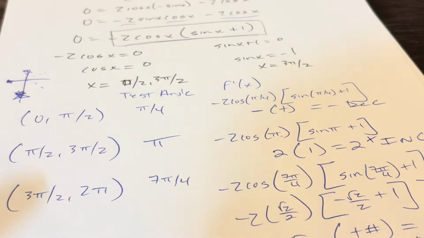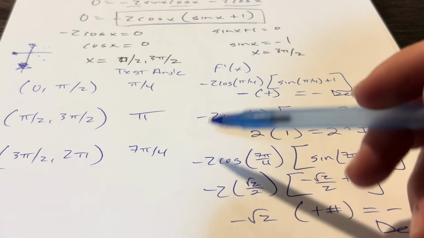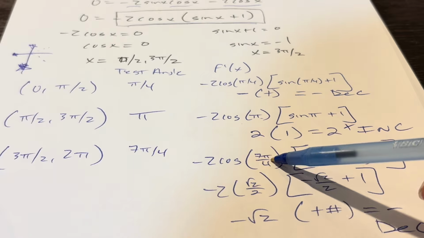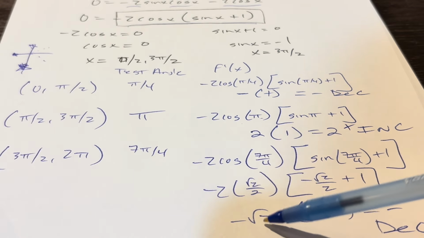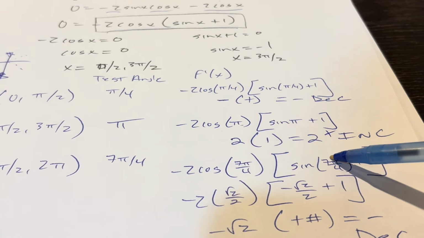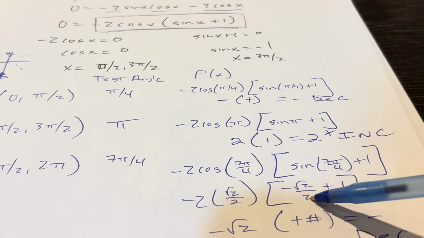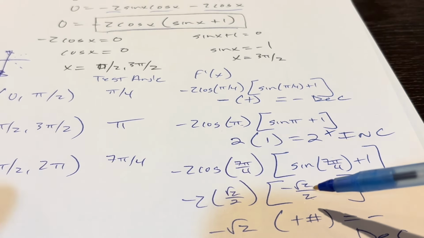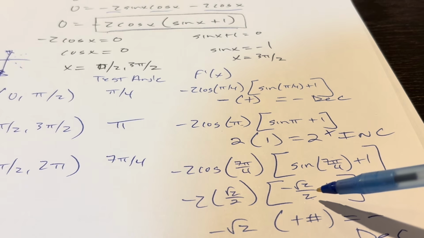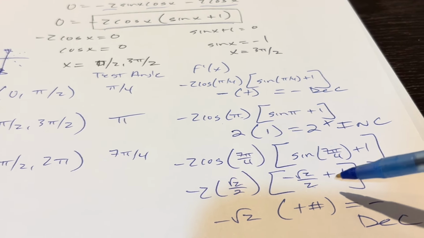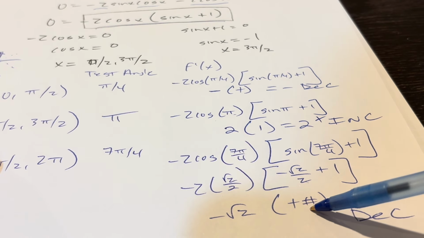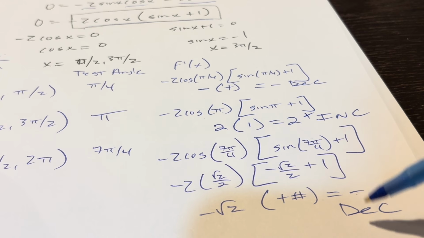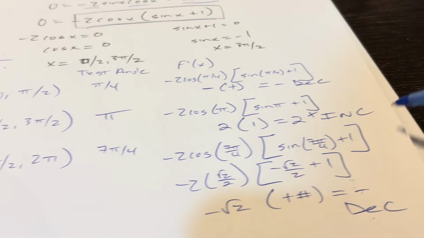For 3 pi over 2 to 2 pi, that one's right here. How about 7 pi fourths? It's going to be negative 2 cosine 7 pi fourths, which is just positive. So a positive times a negative is going to be negative. Sine of 7 pi fourths is a negative, it's negative root 2 over 2, which is like 0.707 on the negative side. Add 1 to it, it's positive. So you have a negative times a positive number. That's going to give you a negative. So that function is decreasing on that interval.